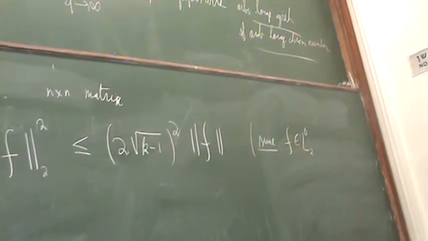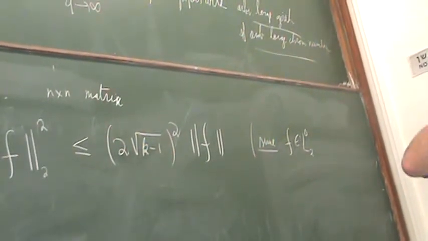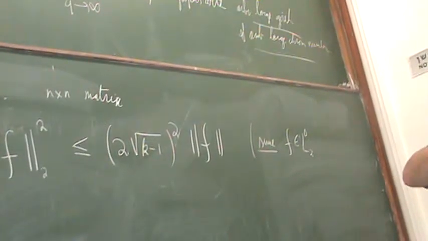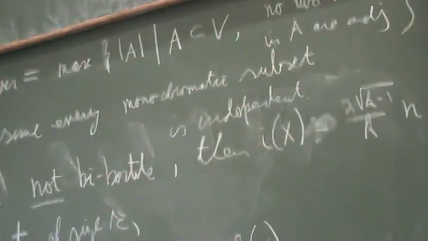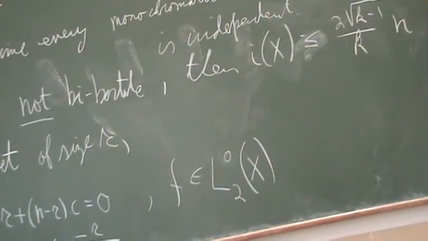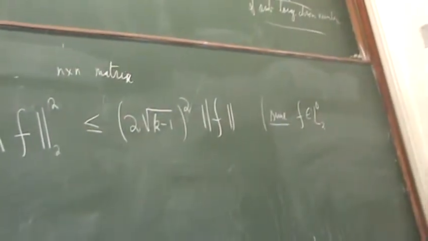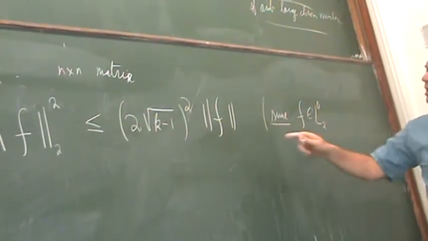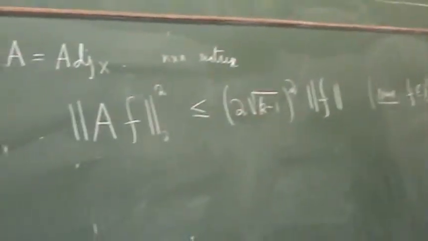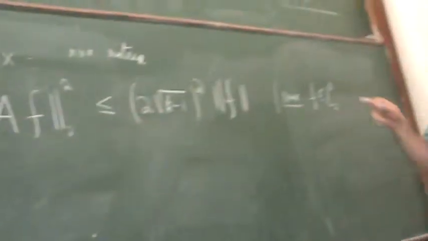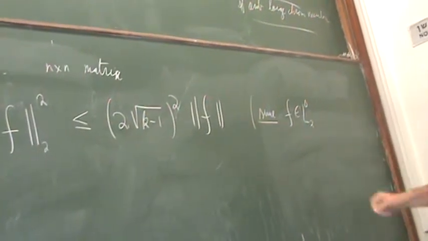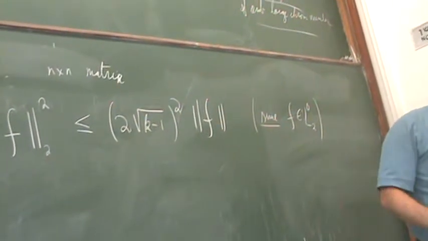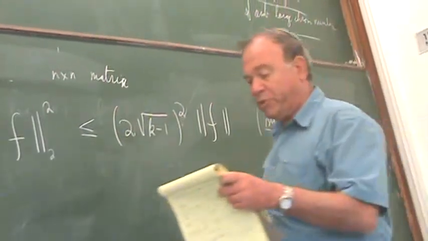And on the space of functions orthogonal to the constant, namely the functions in L2 zero which sum up to 0, the matrix acts using these eigenvalues. The largest one is 2 square root of k minus 1, or maybe even smaller, but it's less than that. So the action on the L2 norm is at most this one. And now we're just spelling out the meaning of that. So let's see what it means.